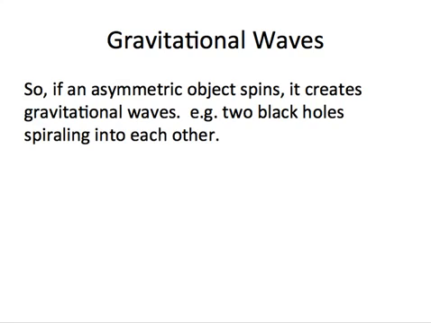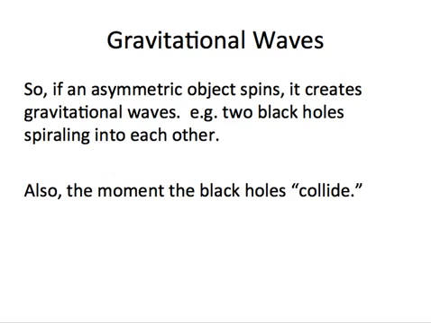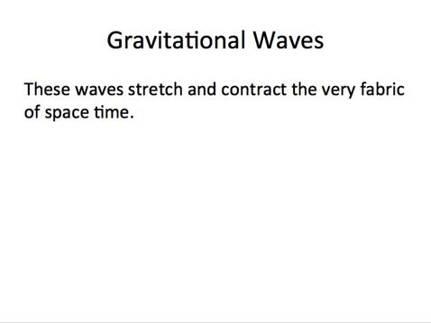So if we have an asymmetric object that's spinning, it would create gravitational waves. For example, 2 black holes or 2 very massive objects, them spinning around each other would create gravitational waves. And then if 2 black holes collide, that would also create very big gravitational waves. And so what the waves are is they're the stretching and contraction of the very fabric of space-time. Space-time itself is oscillating back and forth, so to speak.